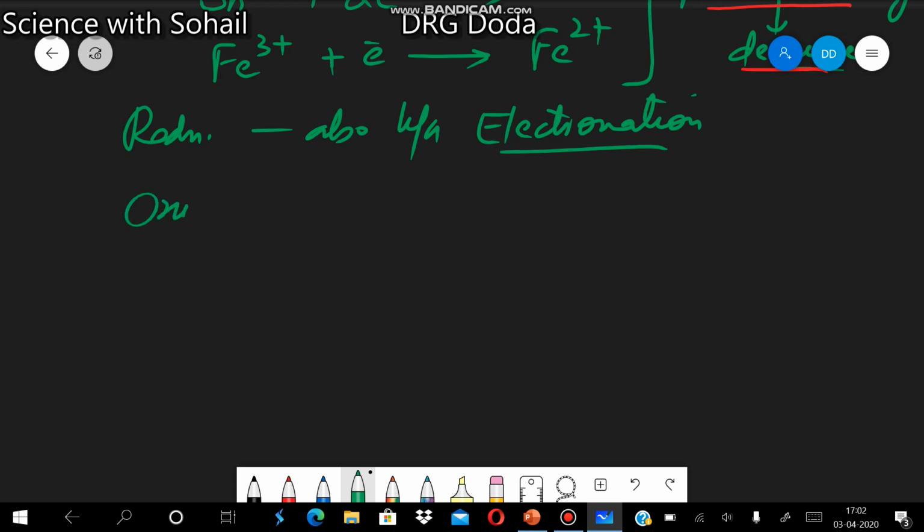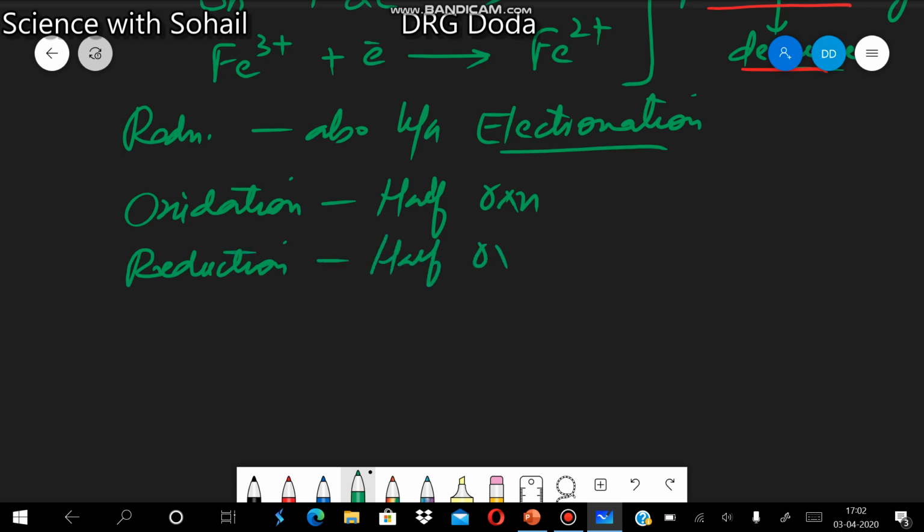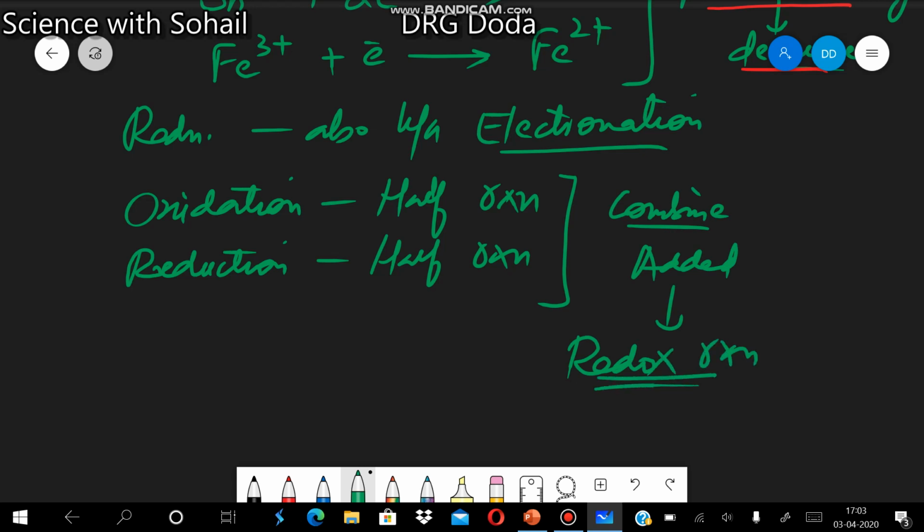Therefore, whenever we talk about oxidation, we say that this is the oxidation half reaction. And when we talk about reduction, it is another half of the reaction. And when these two half reactions combine, or when they are added, we get a complete reaction, that is the redox reaction. So oxidation is not a complete reaction, it is only one part of the reaction.